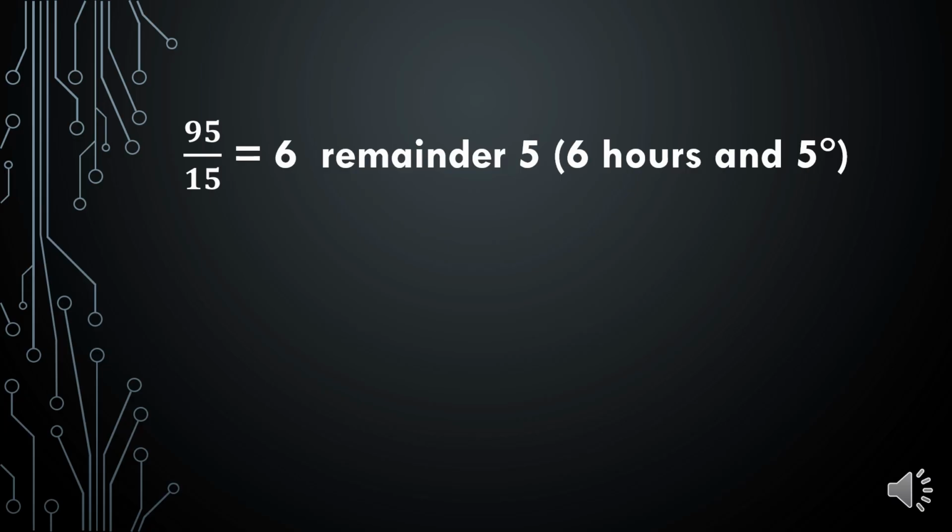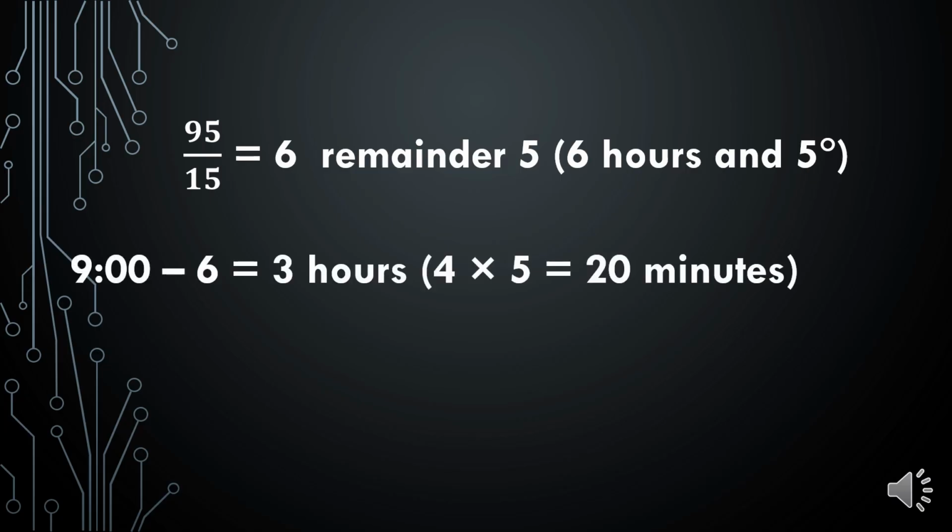Next, because we are going west of Greenwich, which is 95 degrees west, it means that we are losing time. Therefore, we must subtract our 6 hours from our time 9 o'clock, which is at Greenwich. This will give us 3 hours.